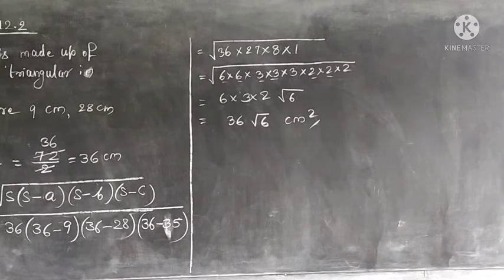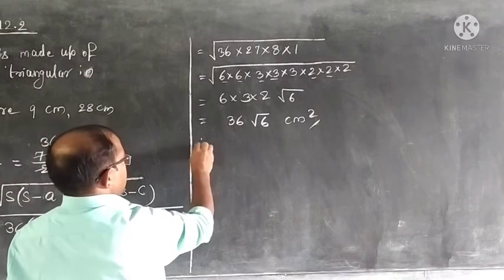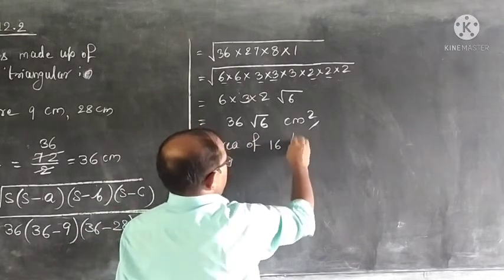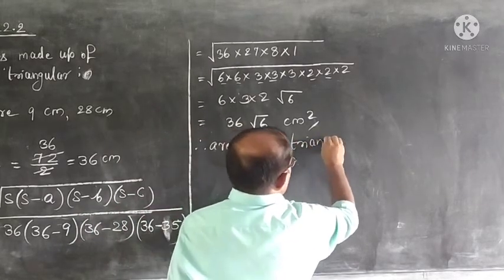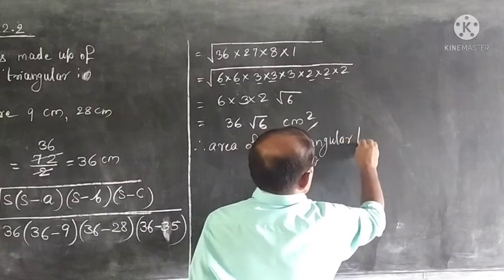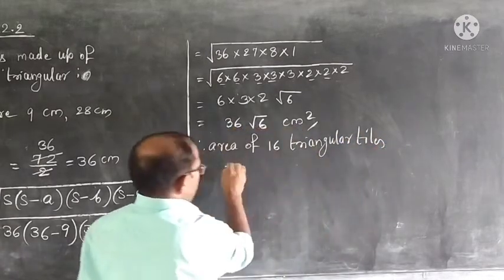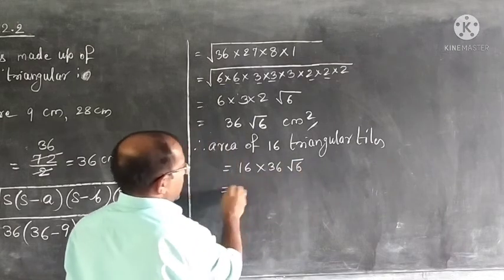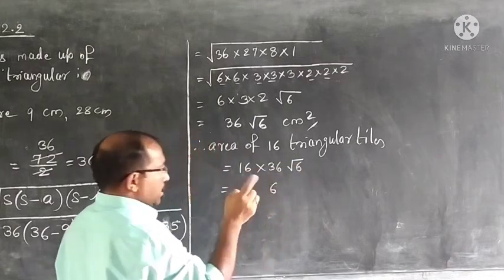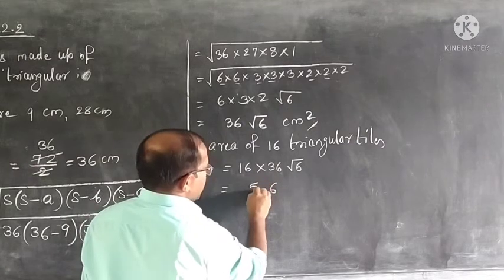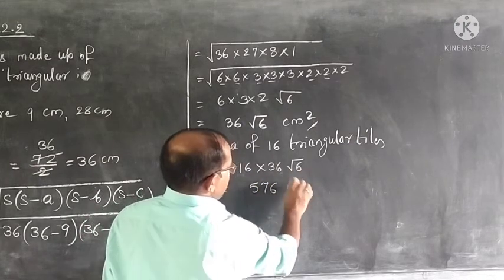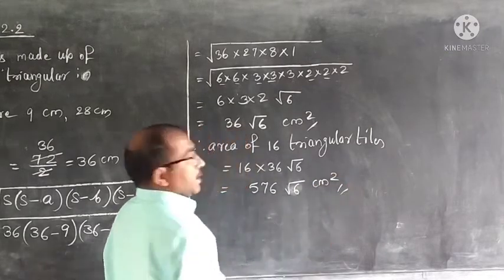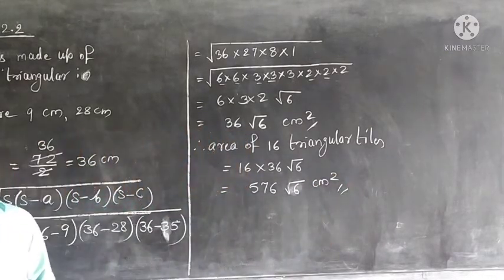So, we will go for the area of 16 triangular tiles. Therefore, area of 16 triangular tiles is surely 16 into the area of one tile. We will get 16 6s are 96, 16 3s are 48, 9, 57, 576 root 6 centimeter square is the total area we are going to paint or polish.